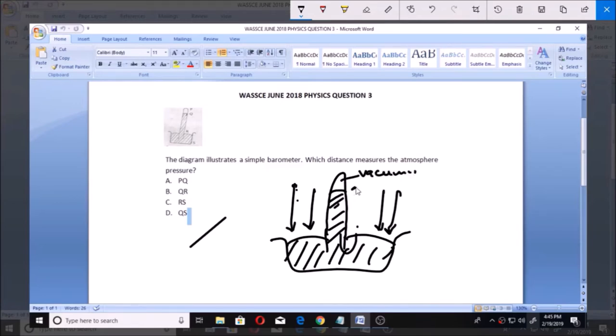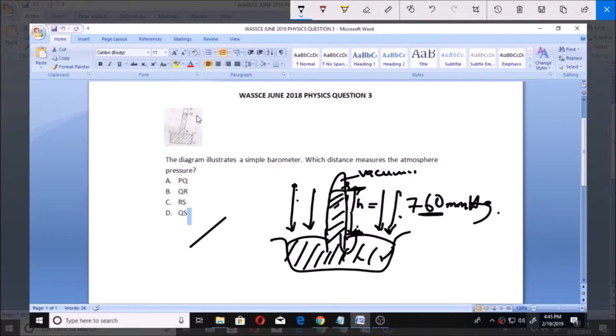whereas this very height here is the height that is taken, and this height is actually equal to, for normal at sea level, 760 millimeter mercury. Millimeter mercury, because you measure millimeters of this mercury that is inside. So the height from here to here is actually the height of the atmosphere, which is this atmospheric pressure.